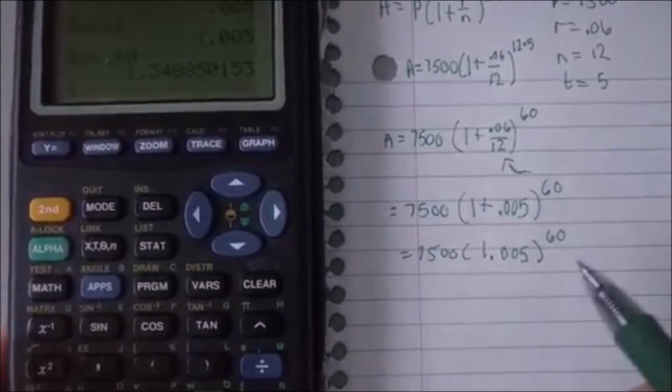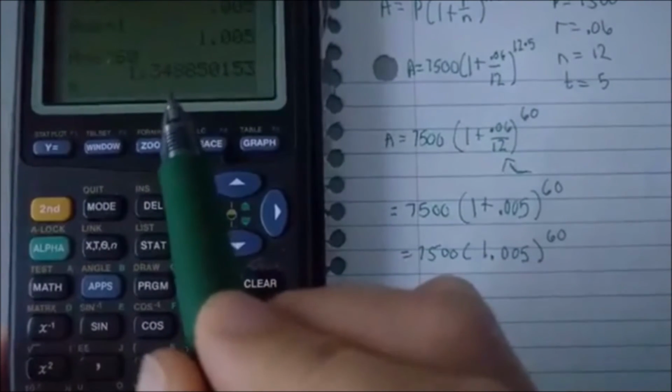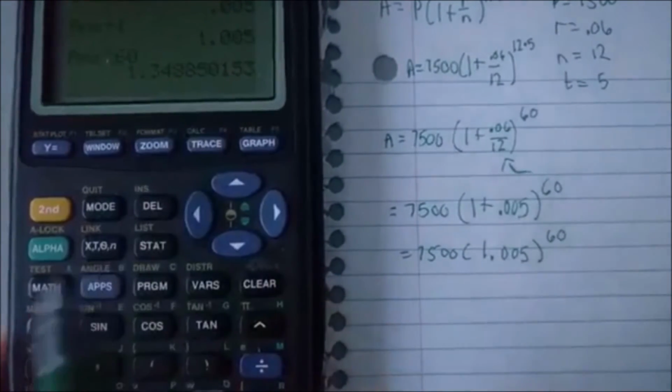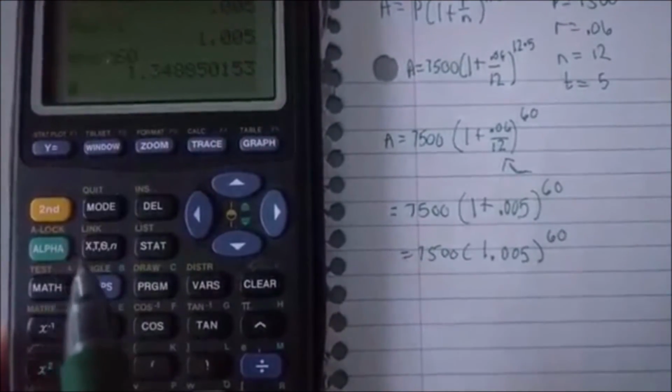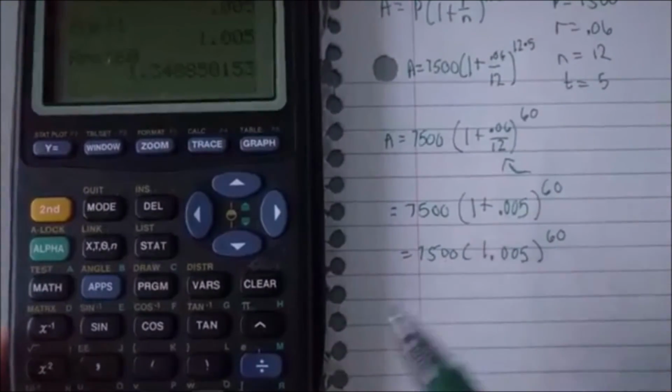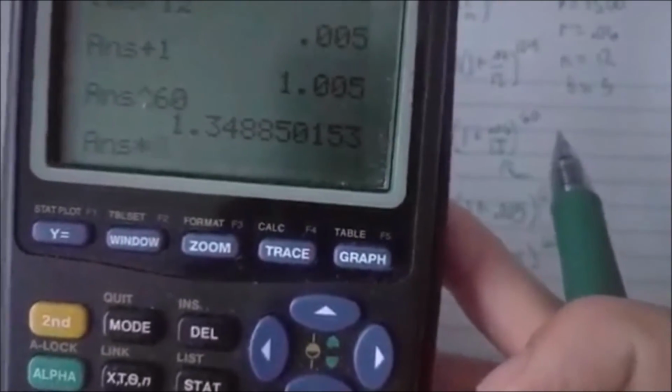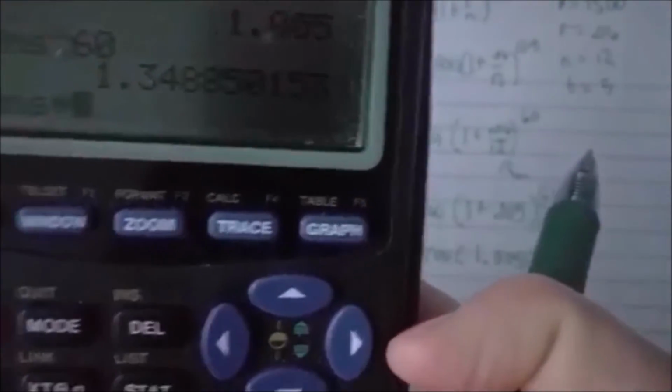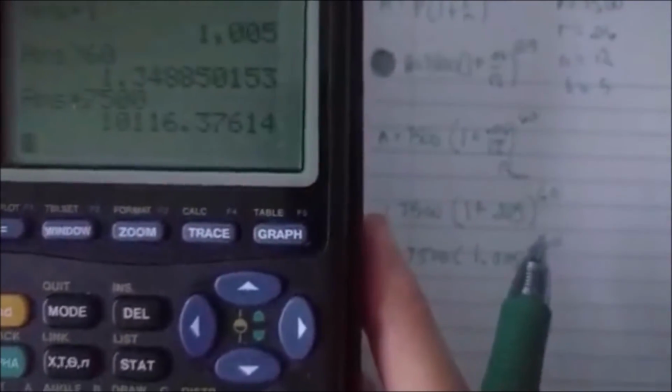It's important that you leave that in your calculator. Do not round it, okay? So my 1.005 to the 60th power is 1.34885... Take that, multiply that by your 7,500 here. Leave it in your calculator, just hit multiply, okay? So now I've got answer times my 7,500. And now I have my final answer.